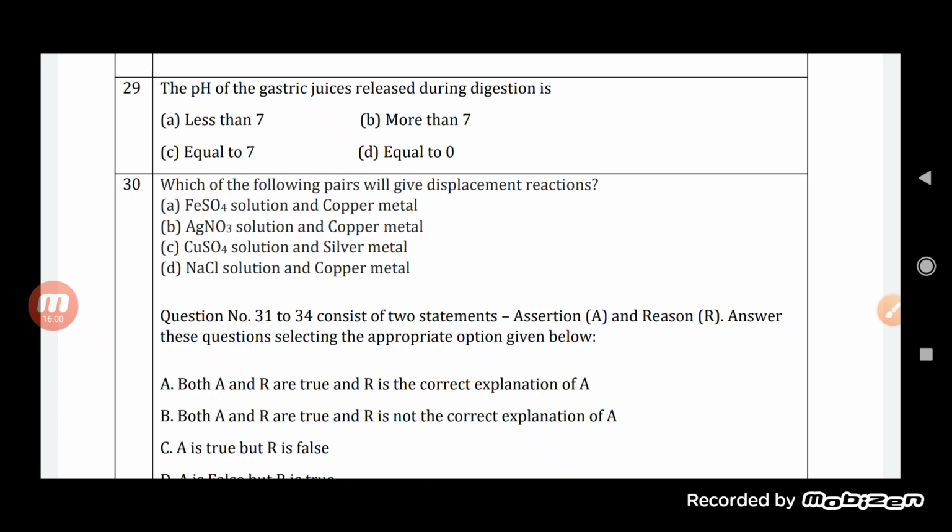So first will be not a displacement reaction. Second one, AgNO3 and copper metal. So yes, silver is what? It is less reactive than copper.